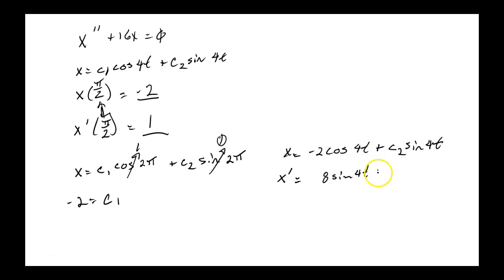What's the derivative of that? Now, the derivative of the sine is cosine, not negative cosine. Derivative of cosine is negative sine. That's why it changed this sign. But this one doesn't change. It's going to be C2 cosine 4t. But what else? 4. Yeah, you have to have the 4 for the chain rule. Now, so that's what x prime is.